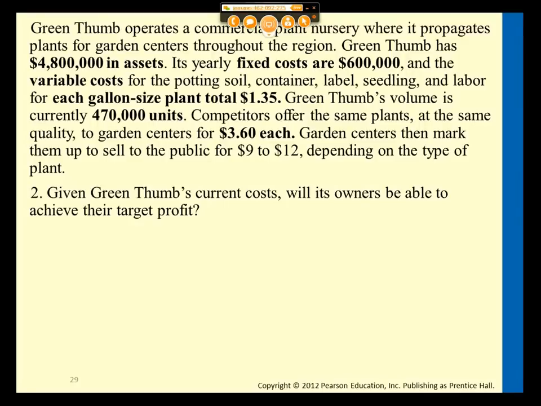We have current cost, and its owner, we want to see if the owner is able to achieve the target profit. So we need to calculate current variable costs and current fixed costs. That will give us our total costs. And we need to compare it to the target.